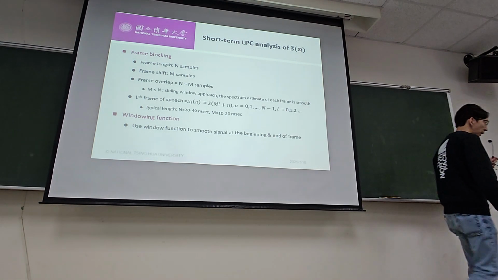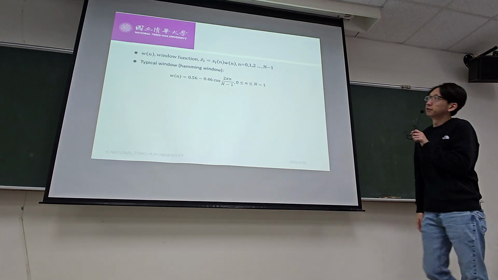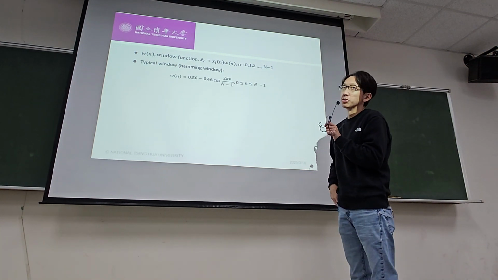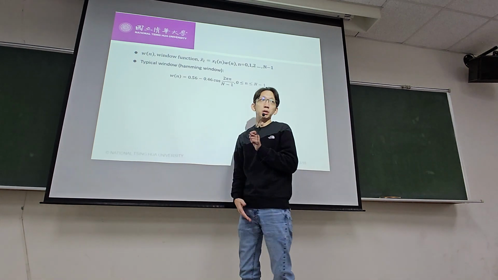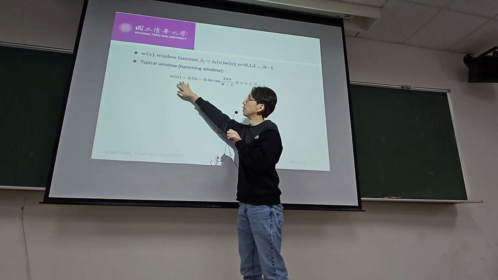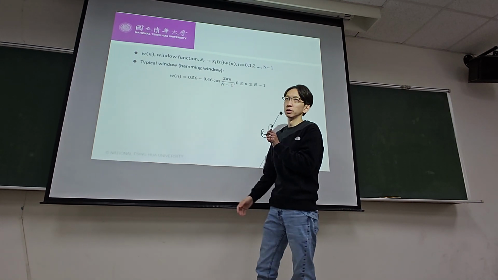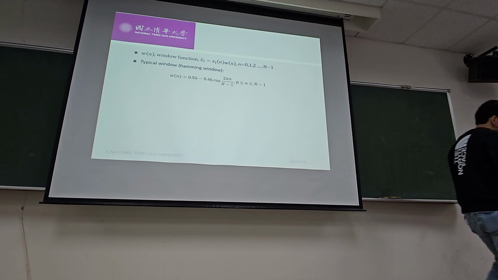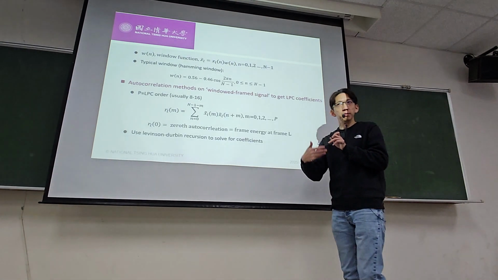So you can use a Hamming or Hanning window. That's w of n, which is the window function. So you have x_l tilde of n, which is x_l of n multiplied by w of n. The most typical window function people use is the Hamming window. So w of n equals 0.54 minus 0.46 cosine of this thing.